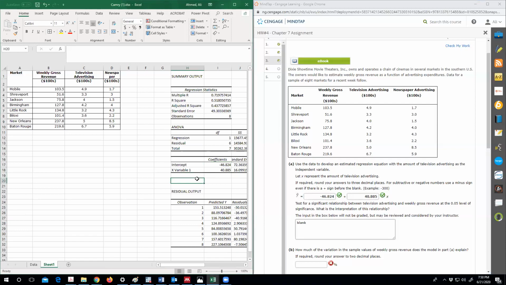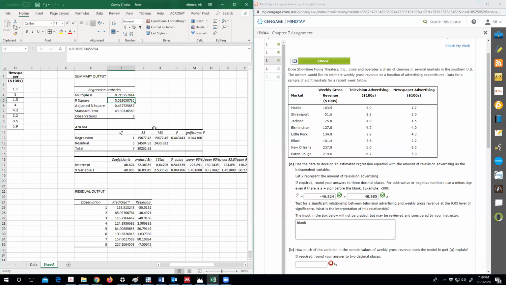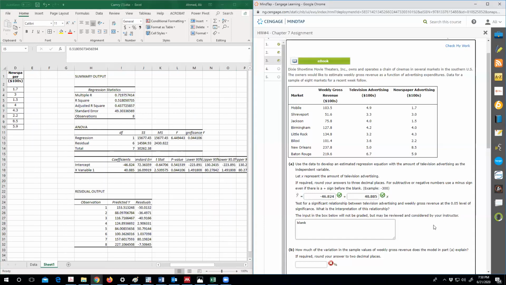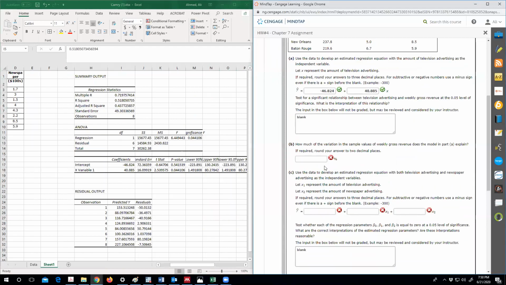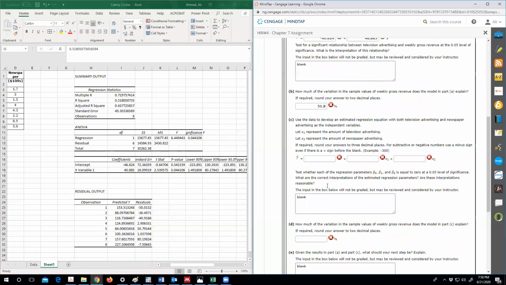Would the variation be 51.8? 51.8, yep. And if they're asking it, 51.80 or 51.81? 51.81, yes. This will come here.